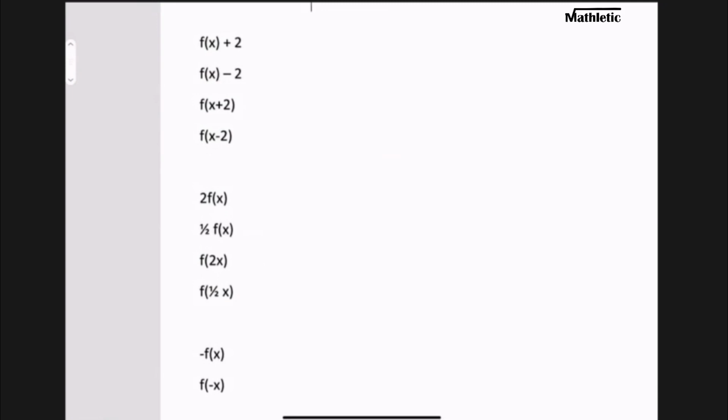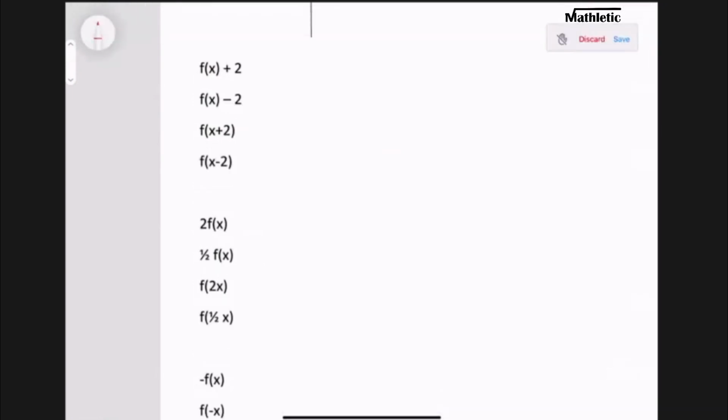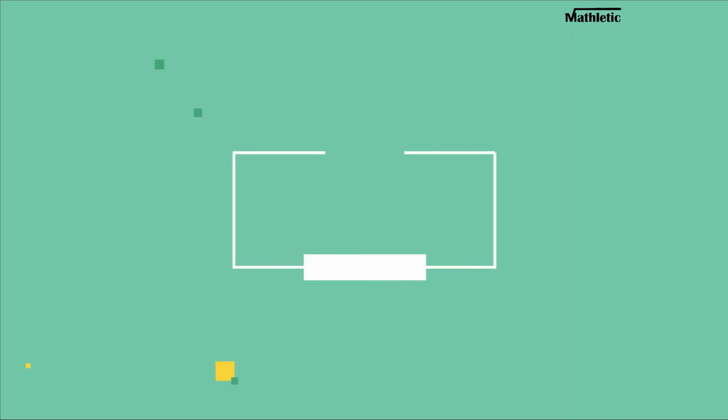So for example, the first two, f of x plus 2 and f of x minus 2. f of x basically represents y, right? So f of x plus 2 means you are actually adding 2 to the y coordinates. It means the curve will move 2 units vertically upward. Let me show this concept with an example.